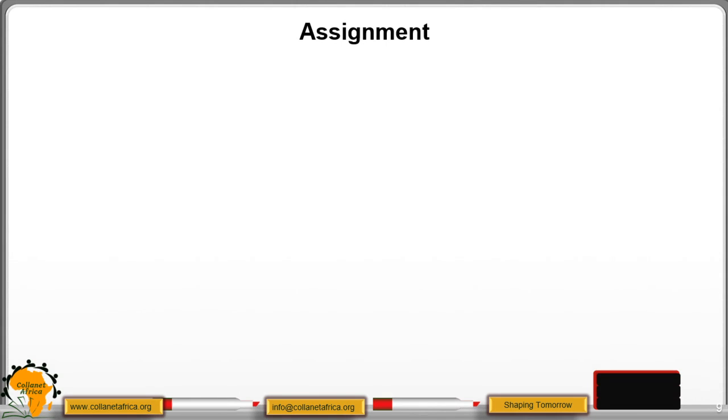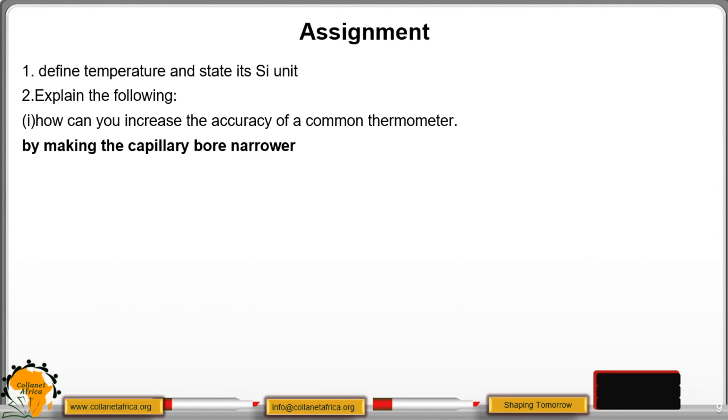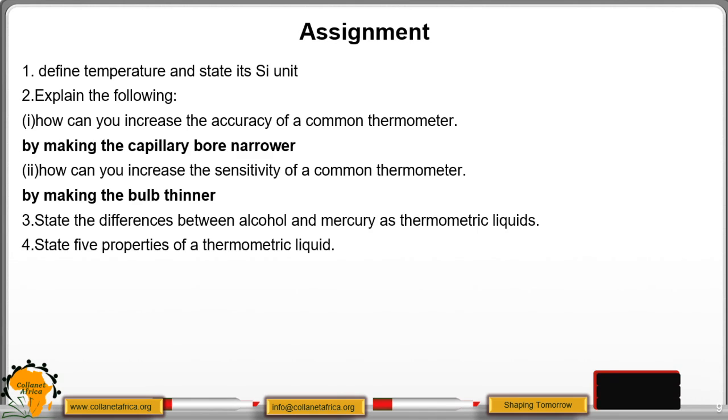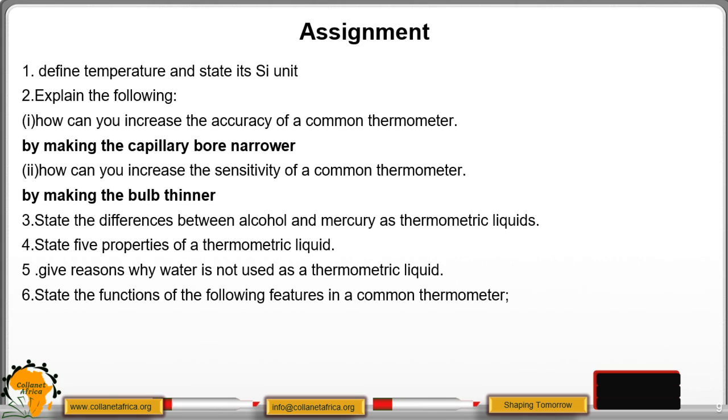Then we move to the assignment. In this assignment, if you look, they are just statement questions like define temperature and state its SI unit. These are questions that you can get the answers to from your notes, from your videos. So make sure that you comprehend, go through the questions.